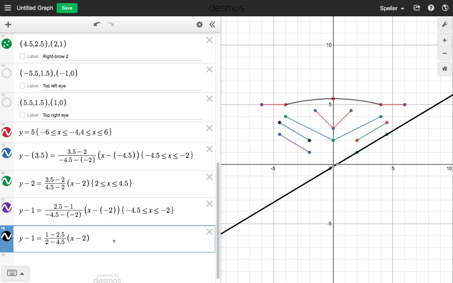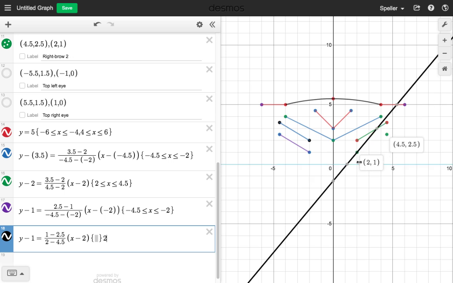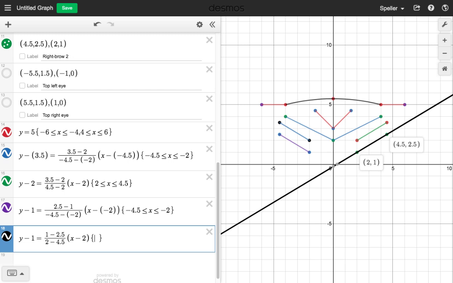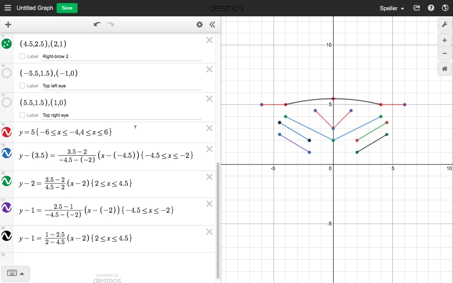All right, there's our positive slope. And we need to place in the domain. And that domain is, again, going to go from 2 to 4.5. So 2 has to be less than or equal to x, and x has to be less than or equal to 4.5. All right, and that's limited there for the second brow.